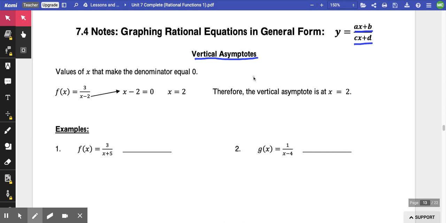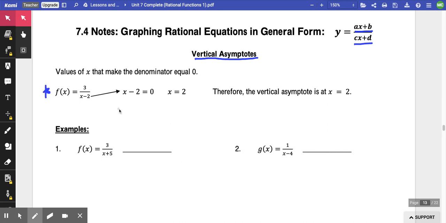And the vertical asymptotes are one of the major features on this. Now, we found them previously just by using transformations of the parent function. But when it's in this general form where you've got polynomials both for the numerator and the denominator, you can't just use the transformations to do that. So we're going to start off looking at this one here.